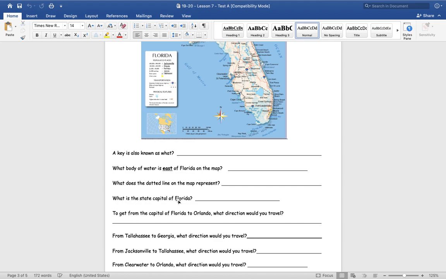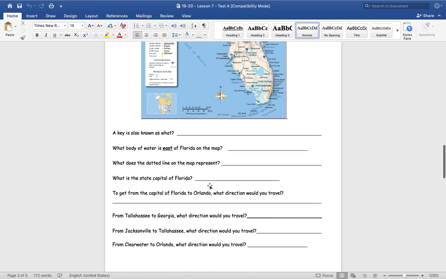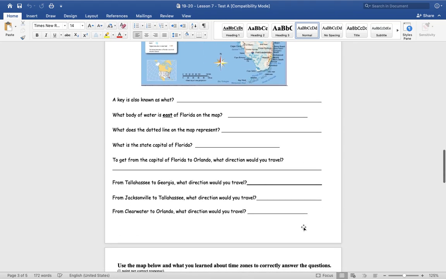What is the state capital of Florida? To get from the capital of Florida to Orlando, what direction would you travel? From Tallahassee to Georgia, what direction would you travel? From Jacksonville to Tallahassee, what direction would you travel? From Clearwater to Orlando, what direction would you travel?